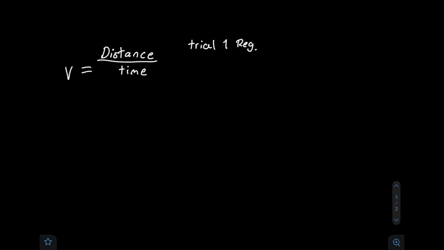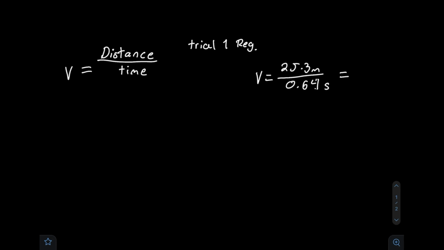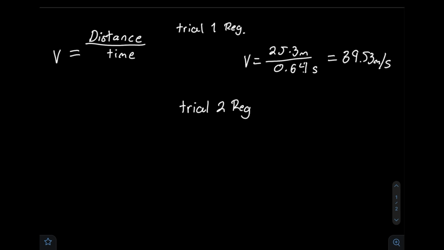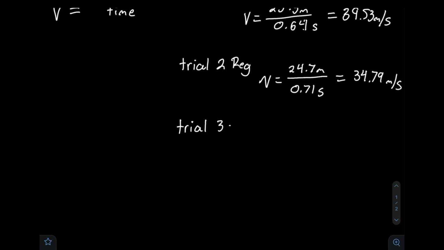To get the velocity, we must take the distance of the arrow and divide it by the amount of time it took to get there. For trial 1 with a bow and arrow, that is 25 meters over 0.64 seconds. That gives us a velocity of 39.53 meters per second. Trial 2 is 24.7 meters over 0.71 seconds. I get a velocity of 34.79 meters per second. Finally, for trial 3, we do 23.5 meters over 0.58 seconds, and that's equal to 40.52 meters per second.